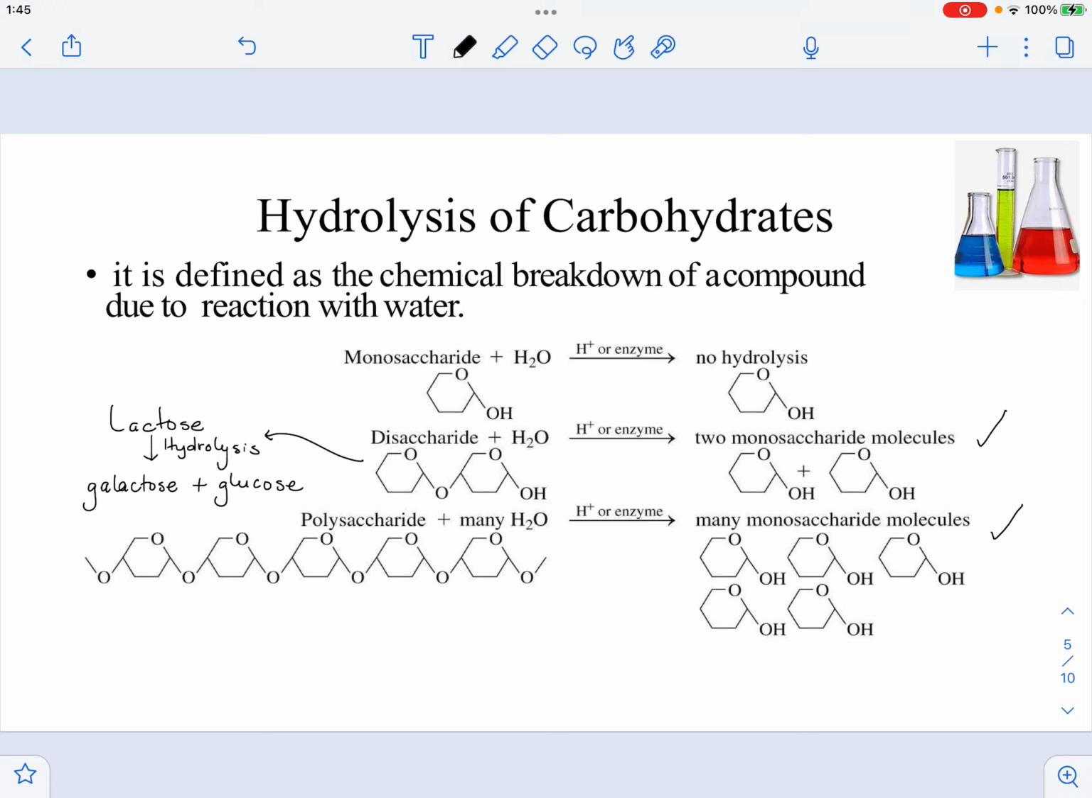When it comes to polysaccharides, and in this course we only observe polysaccharides that are made out of glucose, hydrolysis is going to make many monosaccharides, which are the ones that made that polysaccharide. So in the case of having starch undergo hydrolysis, we will be making glucose molecules.